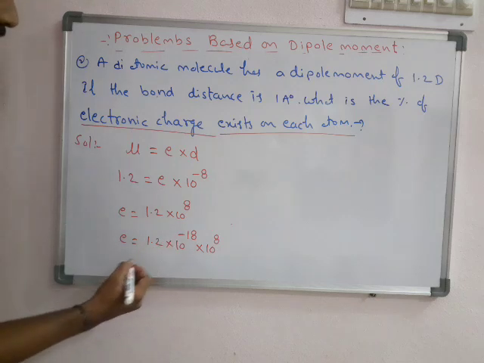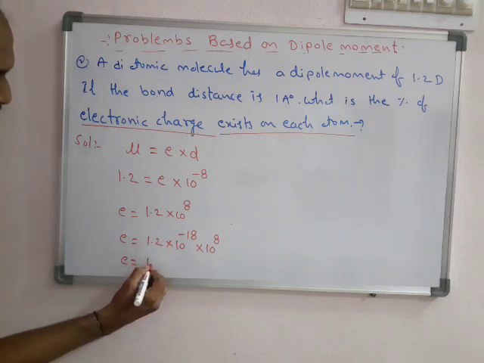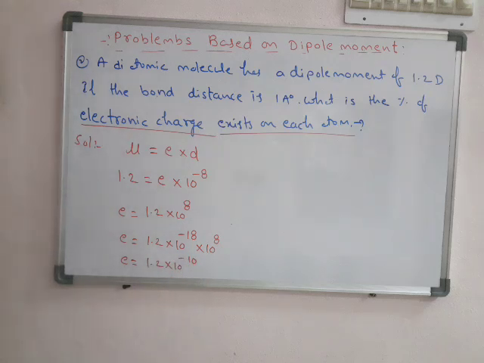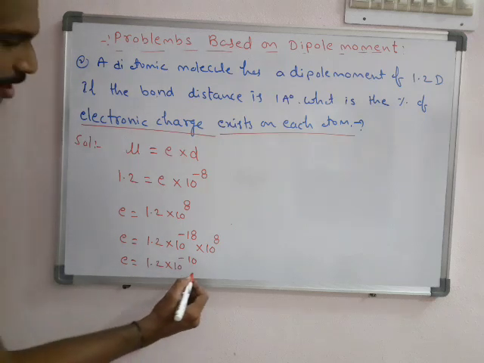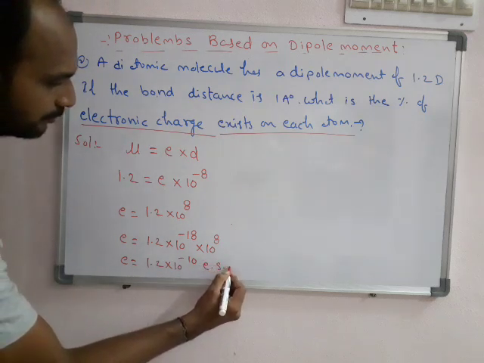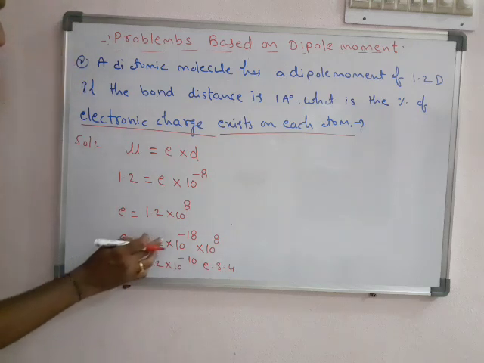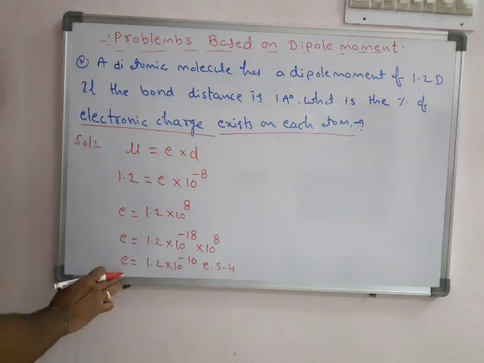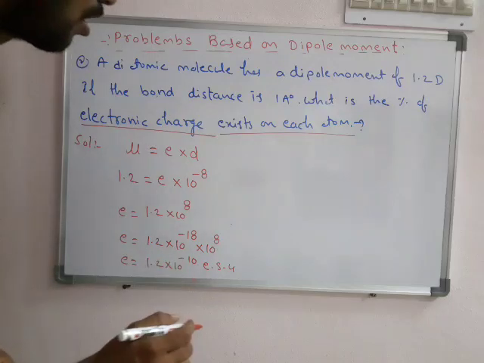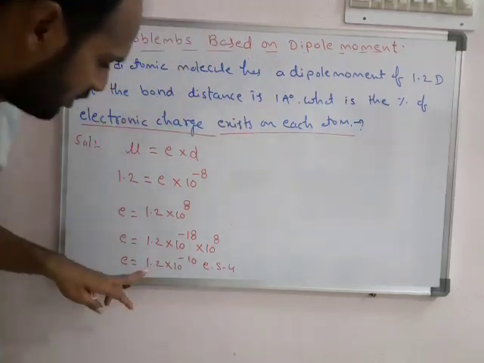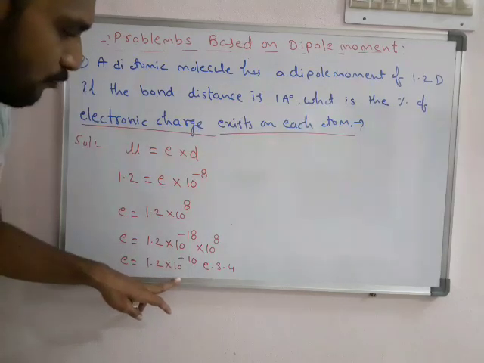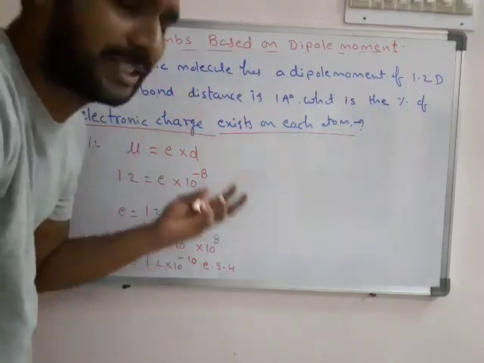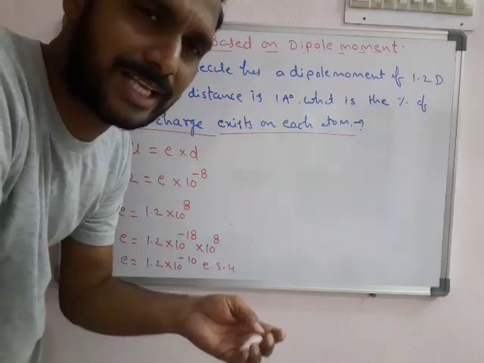Now what does the charge become in this problem? The charge becomes 1.2 into 10 to the power of minus 10 ESU. The centimeters just cancel. So the charge on this atom is 1.2 into 10 to the power of minus 10 ESU, for a diatomic molecule such as HCl or HF or whatever it is.